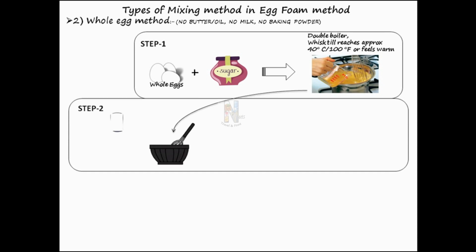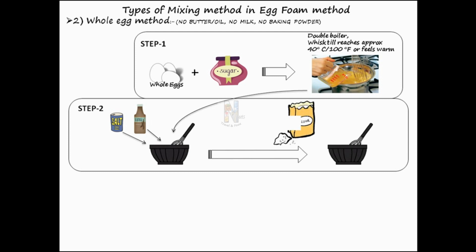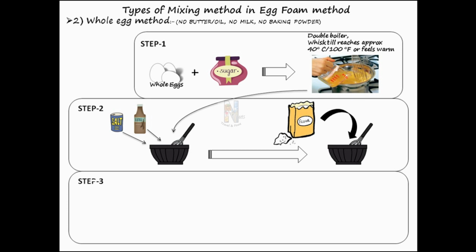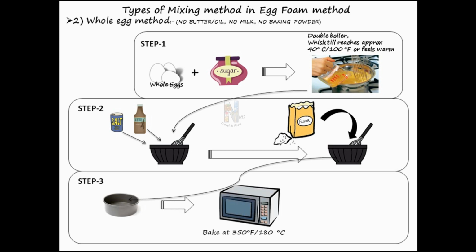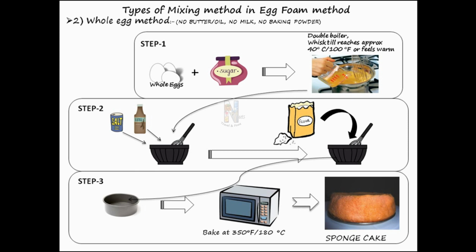Step 2. Vanilla essence and salt are added to the egg foam and mixed well. Flour is then gently folded into the egg mixture to form a cake batter. Step 3. The cake batter is then poured into a cake tin and baked at 180 degrees Celsius in a preheated oven. The result is a beautiful sponge cake.